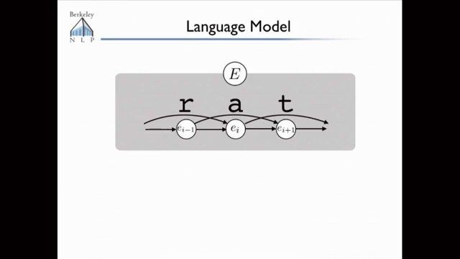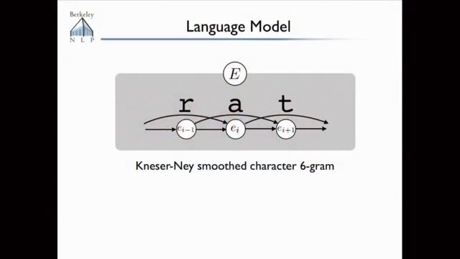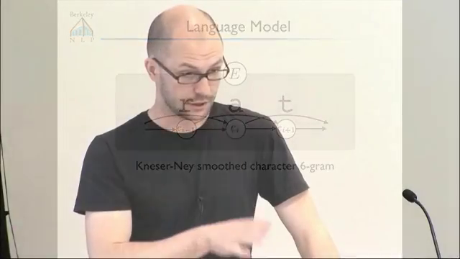We're going to have a random variable E sub I corresponding to each character. And these random variables will be distributed according to a Kneser-Ney smoothed character 6-gram model that we'll train on a large corpus of external text data. So this is going to resolve a lot of the ambiguity when we're doing this in an unsupervised way, the fact that we have a strong language model trained on a bunch of data. Okay, so now let's talk about typesetting.